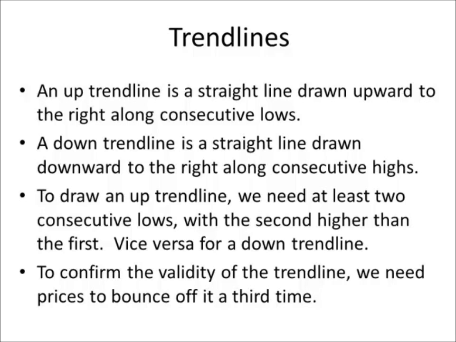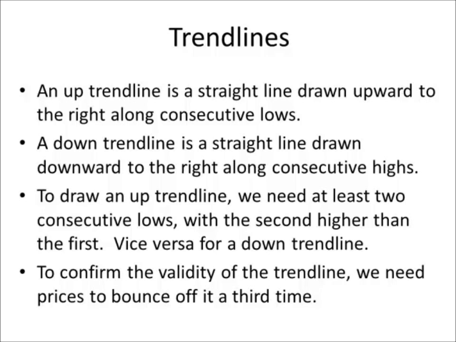Now in order to draw a trend line, we need to have a couple of points in place. So let's take the example. Let's say we want to draw an uptrend line. To do this, we need at least 2 consecutive lows, with the second low higher than the first. So we need 2 points at least to draw a trend line. And vice versa for a downtrend line: we need at least 2 consecutive highs, with the second one lower than the first.